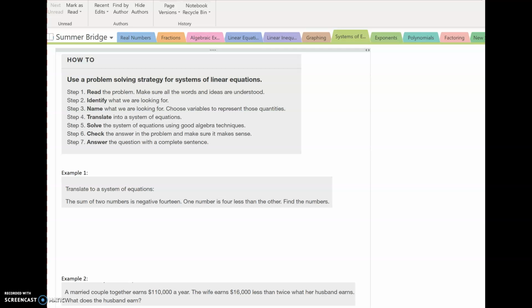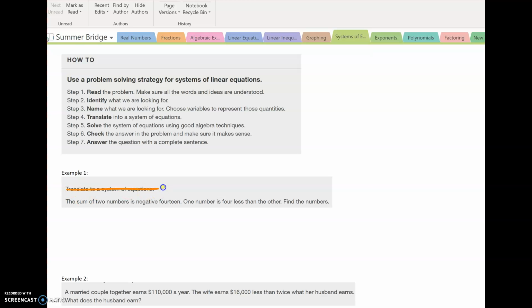So definitely read the problem. Then you want to make sure you identify what it is that you are looking for. What do you want to know? Name what you are looking for. That means choose a variable and define that variable based off of the context of the problem. Then you want to make sure you write an equation, solve the system, check your answer. All right, and then definitely answer the question. So let's go ahead and get started with the first example.